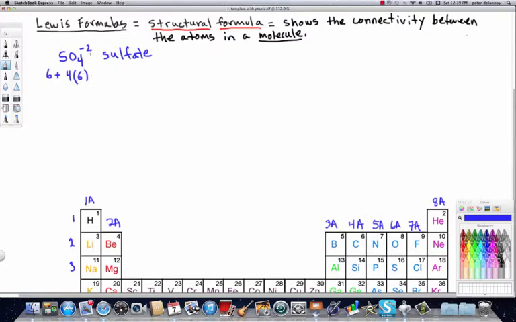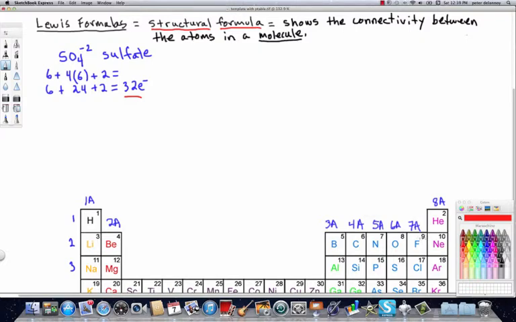And then remember the deal on the charge. We've got a -2 here, so we need to add 2 onto this. All right, and we see that when we do that, we're going to end up with a total of, well, this is going to be 6 plus 24 plus 2. So my total electron count is going to be 32. All right, so this is going to be our magic number. I'll go ahead and underline it in red.